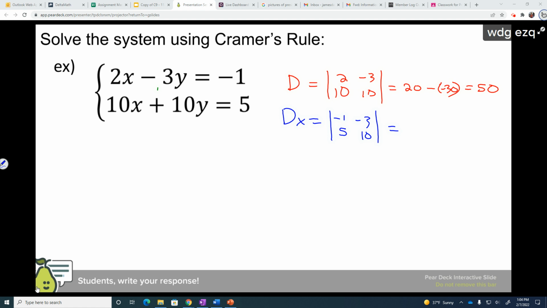And then cross multiply, negative 10 minus negative 15. Negative 10 plus 15 is 5. So we got d sub y. D sub y, we swap out the y column, we keep 2 and 10. And then replace the y with negative 1, 5. Cross multiply, 2 times 5 is 10, minus negative 10 is 20.